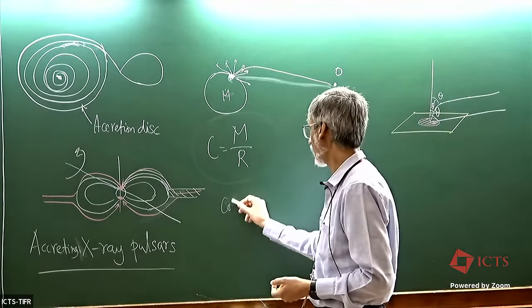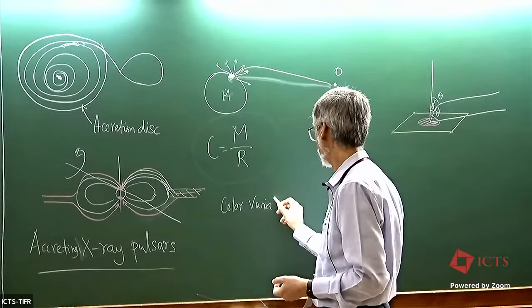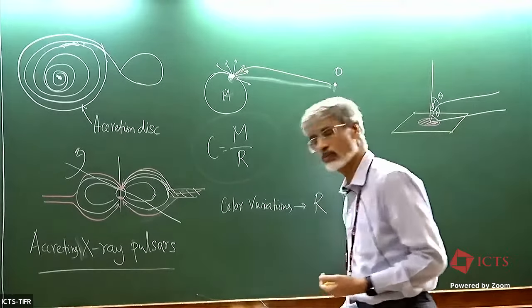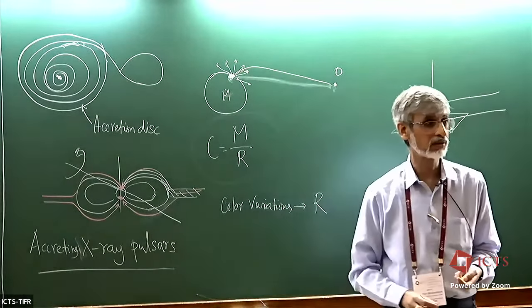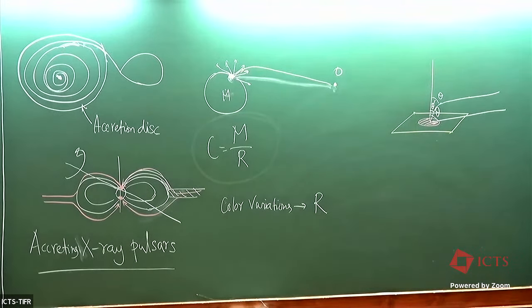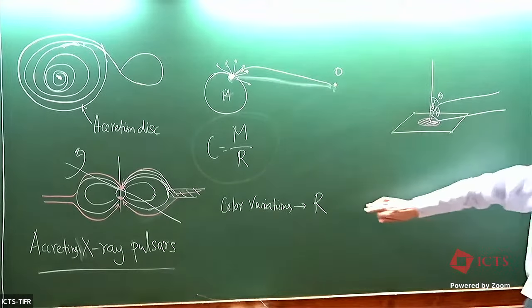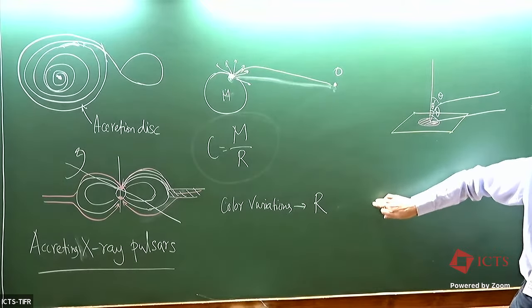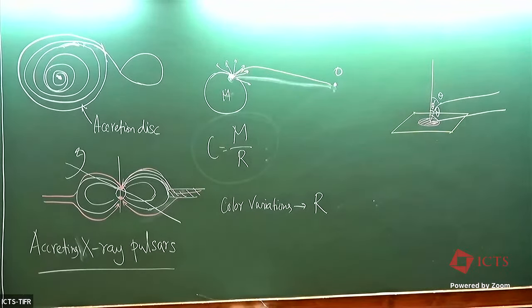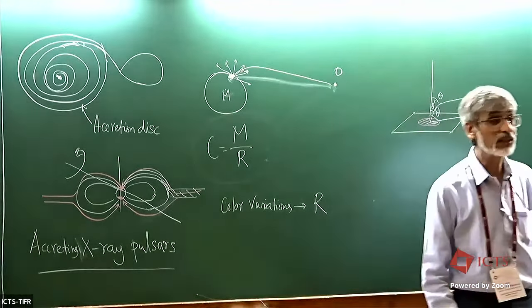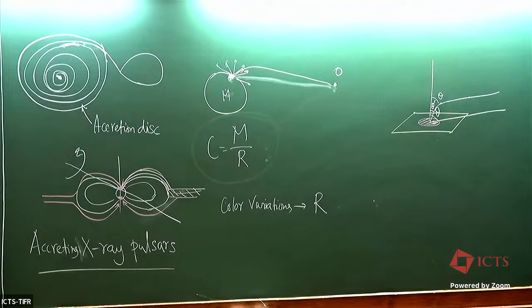So color variations will give you R. But not exactly R, because there is also a gravitational redshift that you have to take into account. And when you look at the net expression, it will have R, and it will also have a function which is related to the gravitational redshift, and that gravitational redshift is again related to the compactness. It's a function of R and compactness. So you now measure the intensity pattern and measure the color pattern. From these two measurements, if they're accurate enough, you should be able to find the mass and radius of the neutron star.